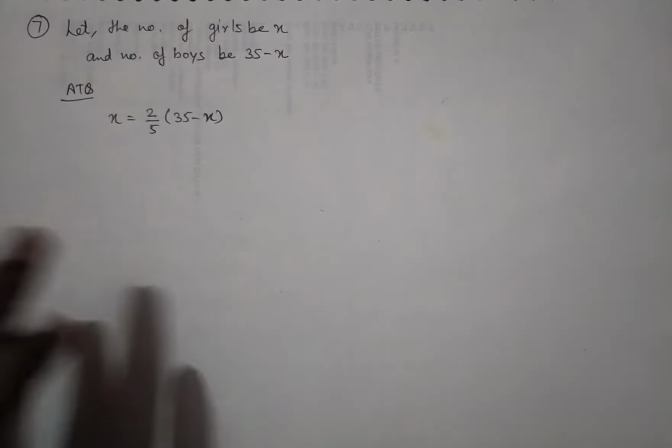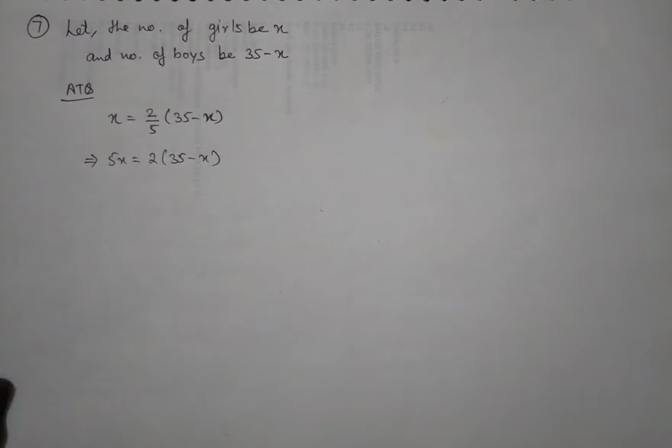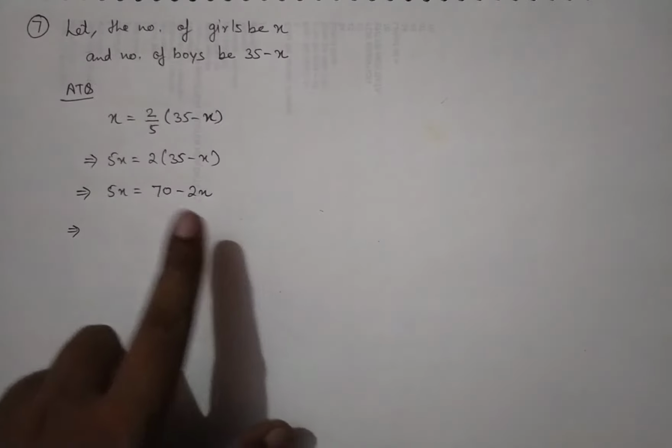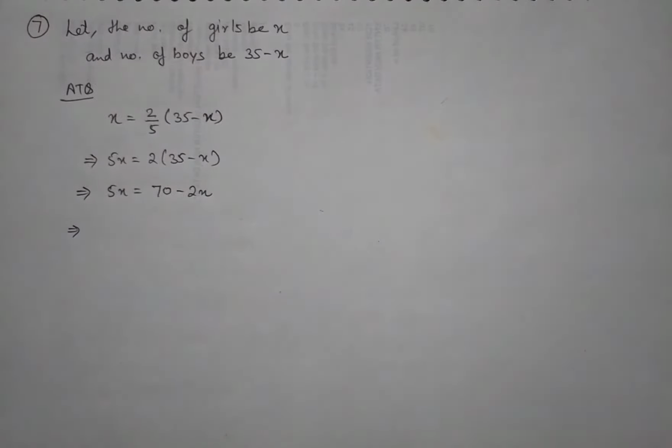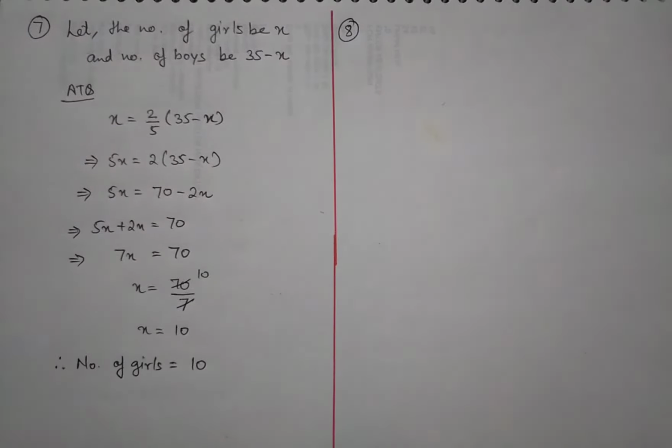Now we are going to multiply 5 on the other hand. Now after getting this, we can open the bracket. Now we are going to transpose 2x on this side and we get 7x equals to 70. And now the x will be 10, therefore the number of girls are 10. Now let's see question number 8.